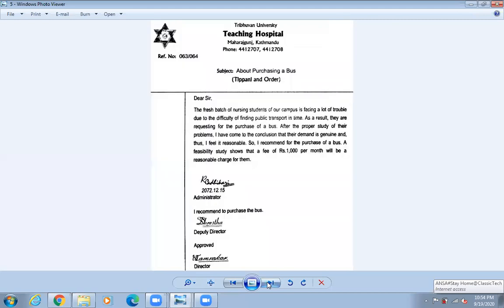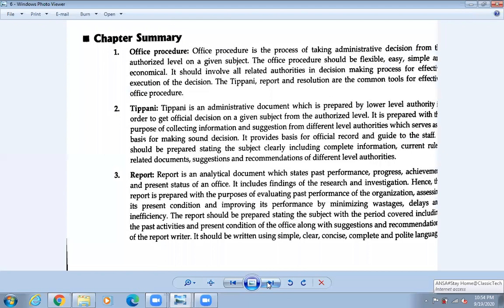One more thing, you can turn this page. At the last page of this chapter, you can see the chapter summary. You can see that summary on pages number 10 and 11.